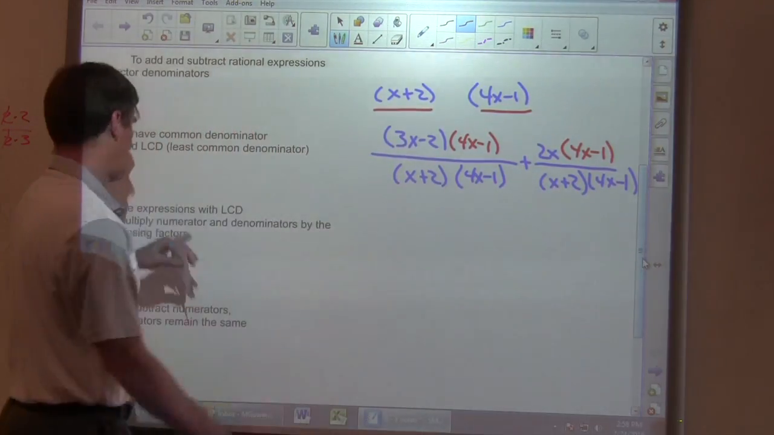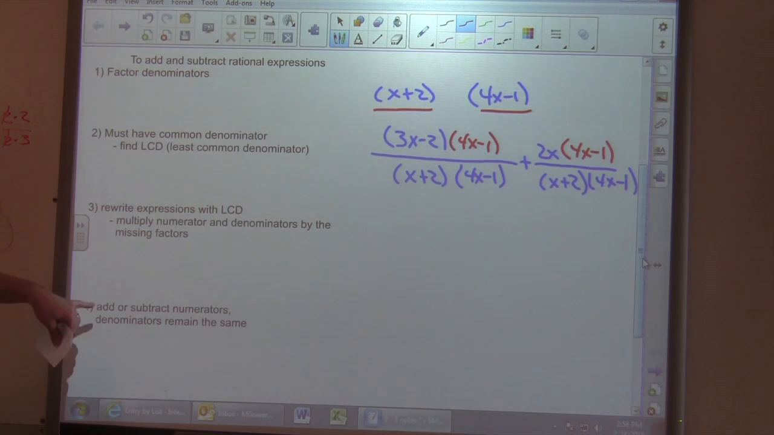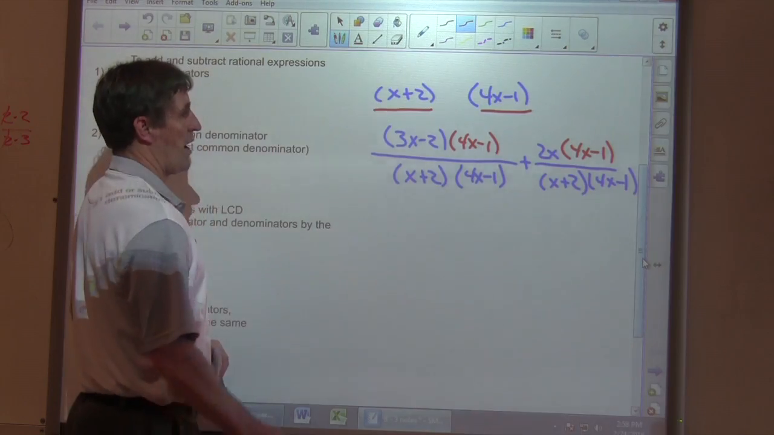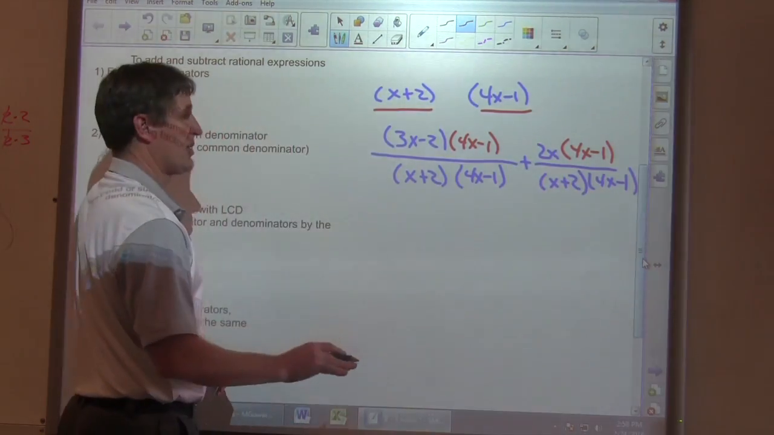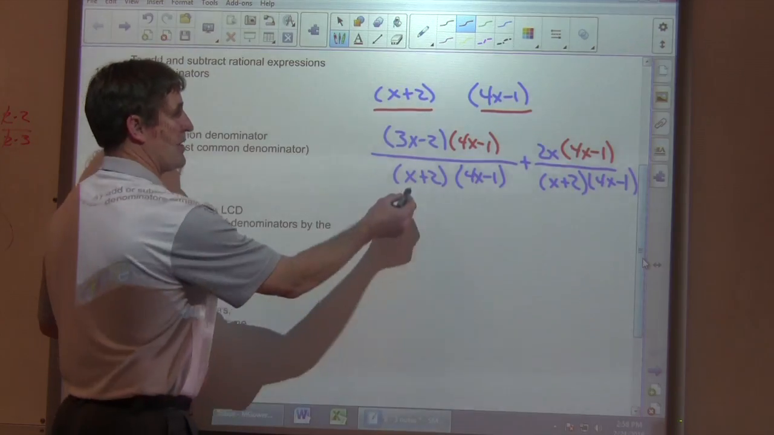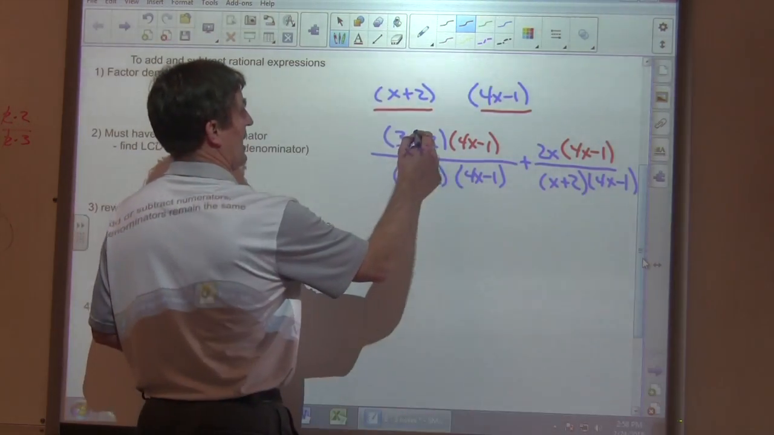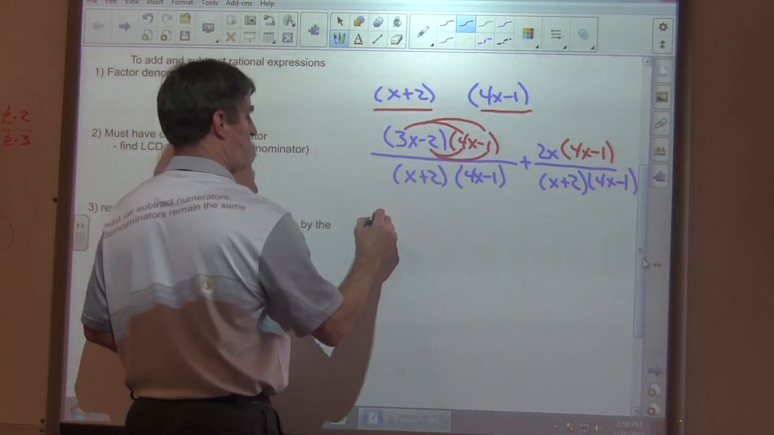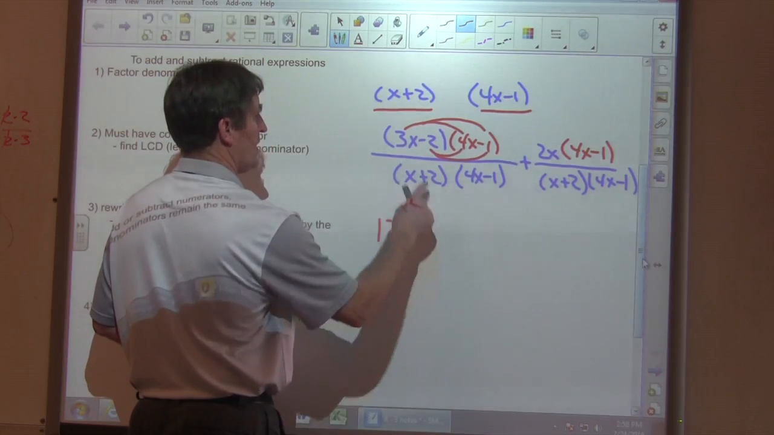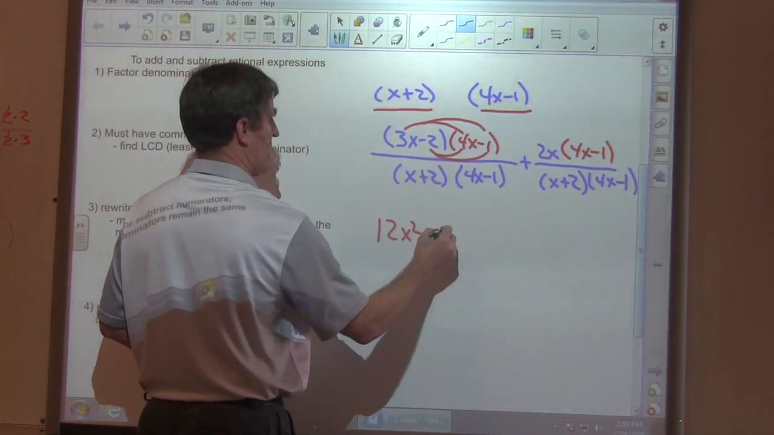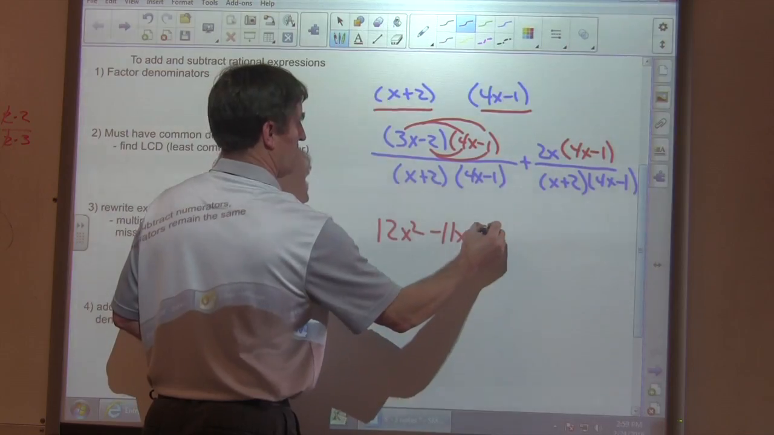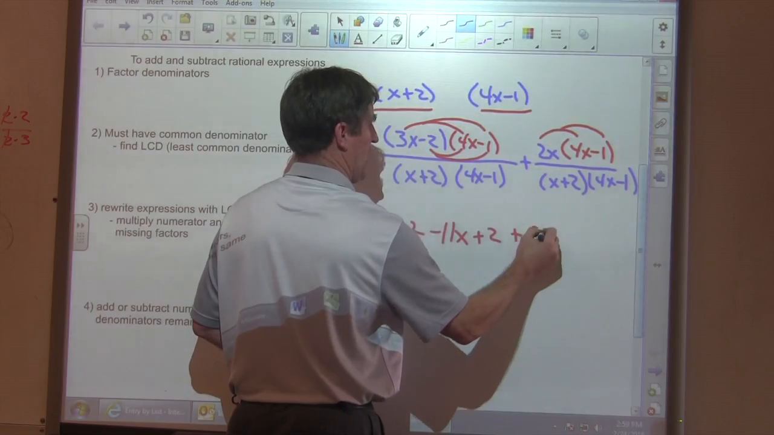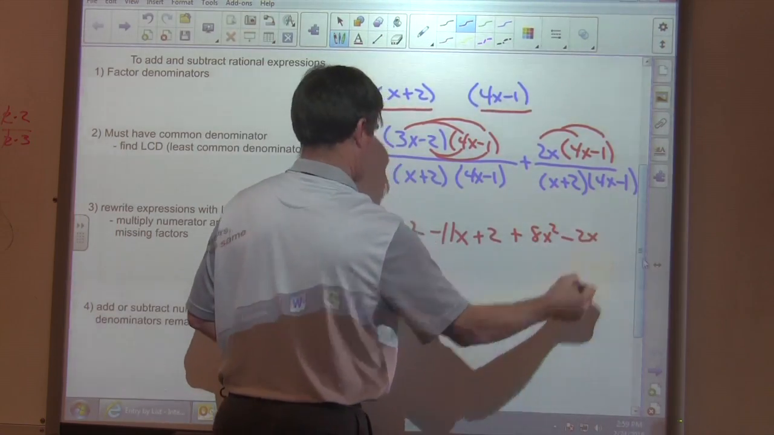So now that we've rewritten it with the least common denominator, we're going to add or subtract the numerators. So we have to simplify these numerators. So I'm going to forget about the denominator because that's not going to change. We know what we're going to end up with: the denominator is x plus 2 and 4x minus 1. So I have to FOIL this, or claw it. So we get 12x squared. Then we have a negative 3x and a negative 8x, so a negative 11x. Plus 2, plus distribute this, and we get 8x squared minus 2x.